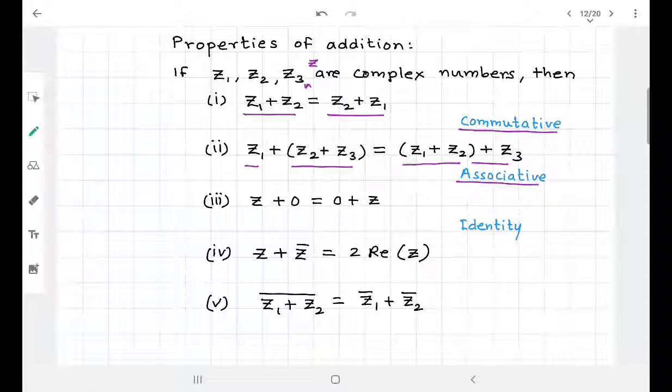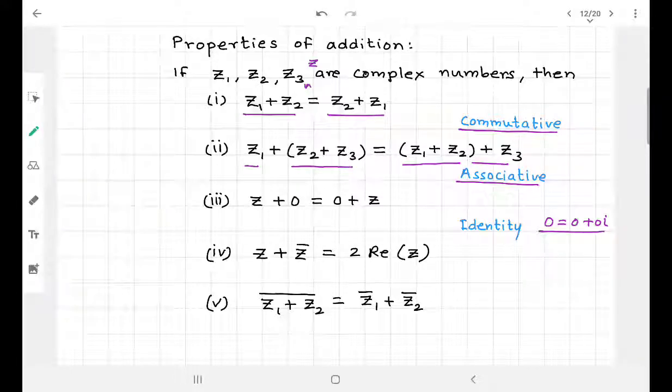So addition of complex numbers follows associative law. Then we have a complex number 0, which is 0 plus 0 iota. If you add this number to any complex number, we will get that number only.